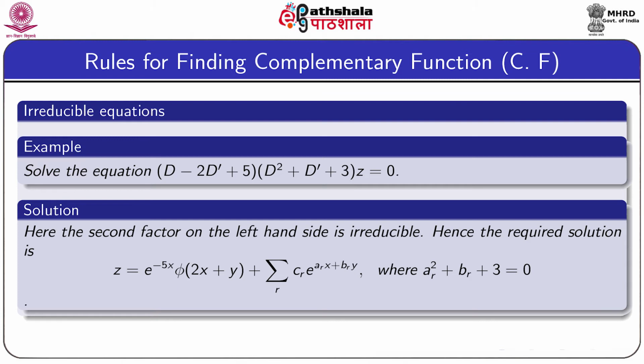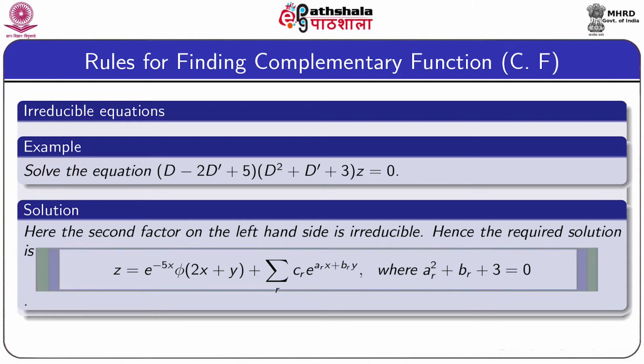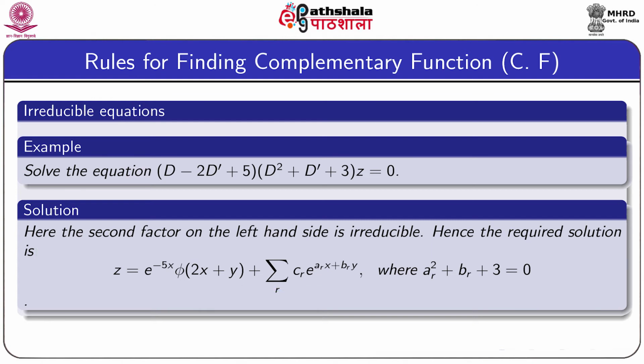we can assume the solution in the form e to the power aᵣx plus bᵣy, where aᵣ, bᵣ satisfies the relation aᵣ square plus bᵣ plus 3 equals 0. And for the reducible factor, the solution is e to the power minus 5x phi of 2x plus y. Therefore, the required solution of the given equation is z equals the linear combination of these functions.